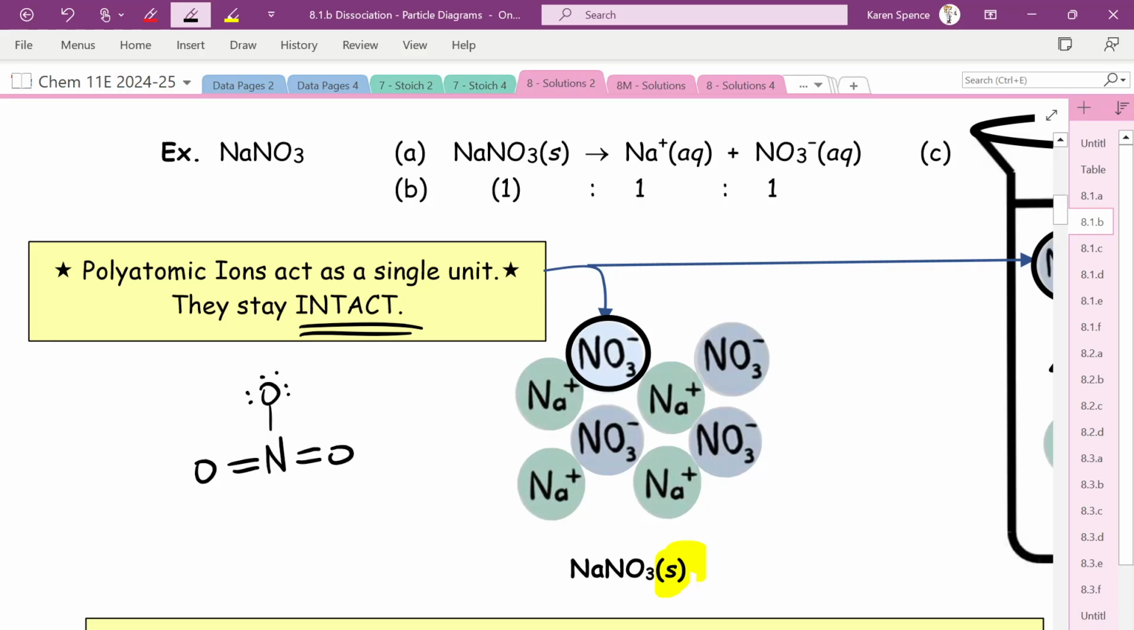Is that right? Is there one double bond or two double bonds? I think there's only one double bond. Nope, there's two double bonds. Is there? Yeah. Okay, that's nitrate, and it just stays intact like that.